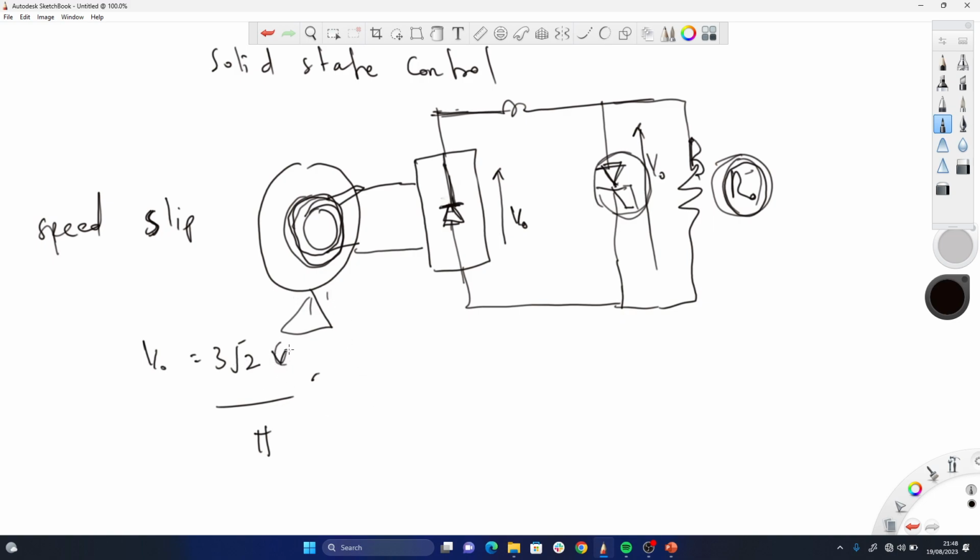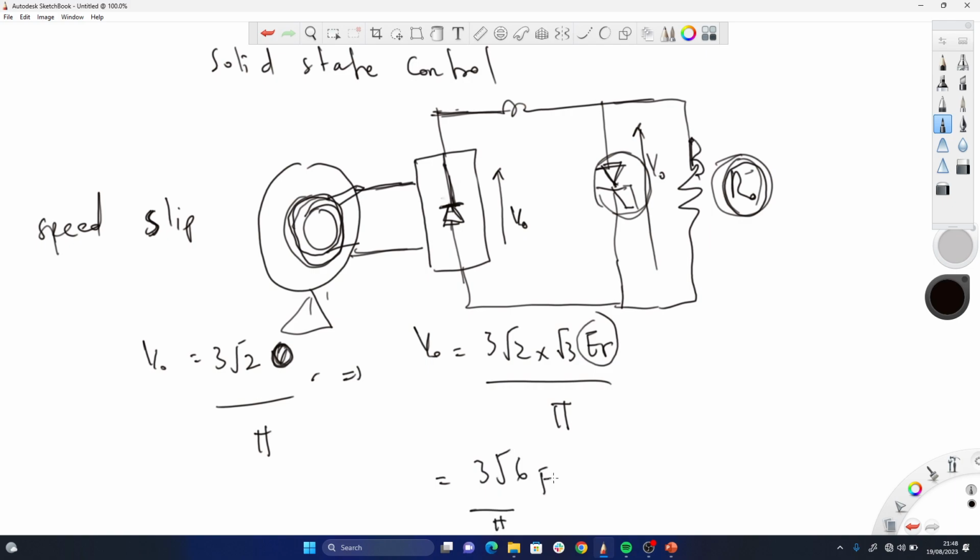Now this V here is the rotor voltage. This V here becomes the EMF of the rotor. So this formula implies I get V naught is equal to 3 root 2 times ER, but since you are dealing with three phase, it becomes times root 3 of ER over pi. This is the rotor EMF. Then root 2 times root 3 is root 6, so 3 root 6 over pi times ER.